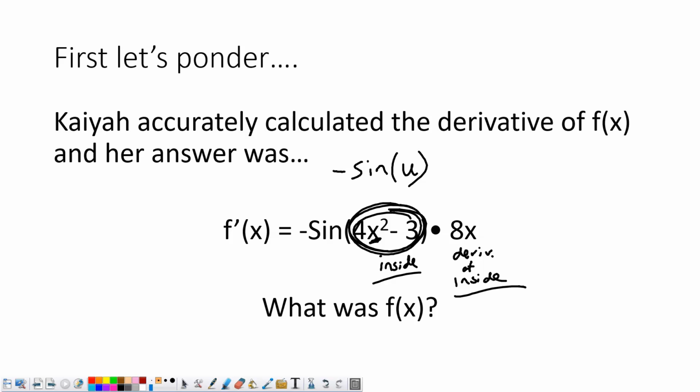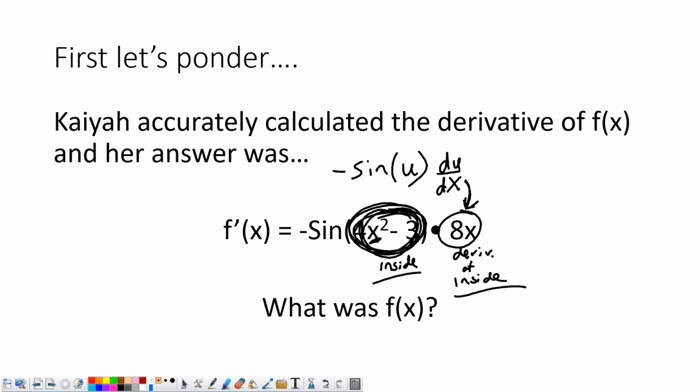Okay? Now, if this is U, then you know what this is? This is the derivative of U with respect to X, isn't it? Another way you can say it is U prime. It's the derivative of the inside. So this is my U, and this is the derivative of U with respect to X.